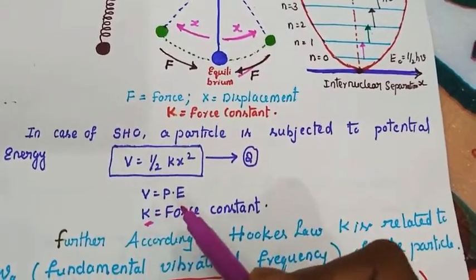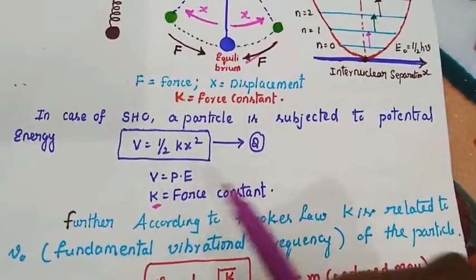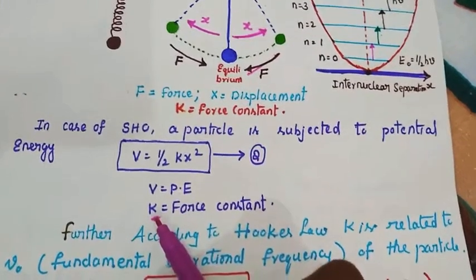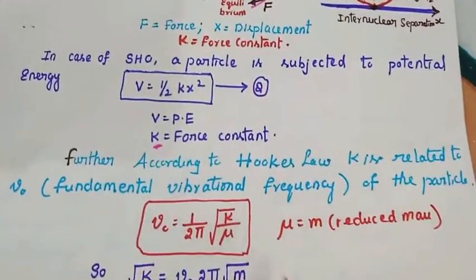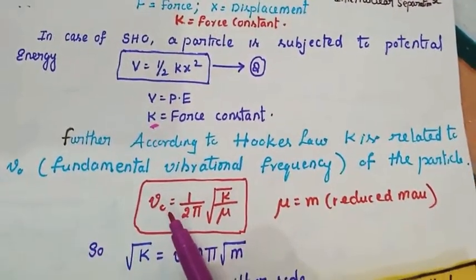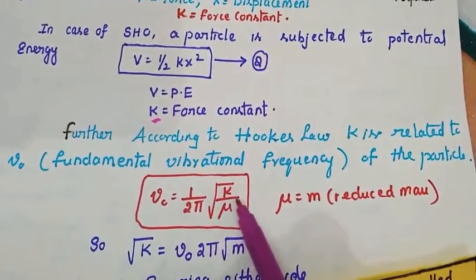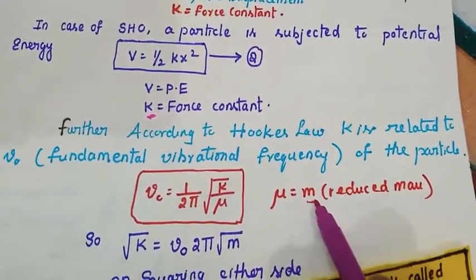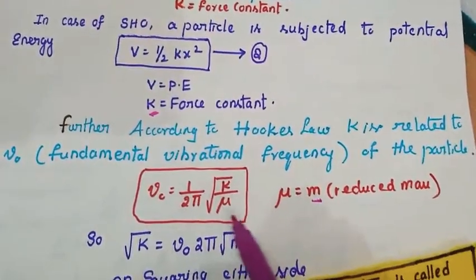As we know, according to Hooke's law, K is related to the fundamental vibrational frequency of the particle. So according to Hooke's law, what is the relation between the fundamental vibrational frequency and K? That is nu naught equals 1 by 2 pi root K upon mu. Here the term mu can be replaced with m, that is, the reduced mass. And this is the Hooke's law which we have studied in IR spectroscopy, right?